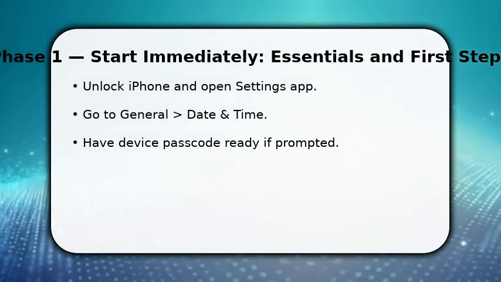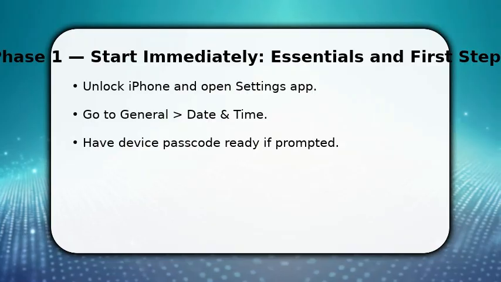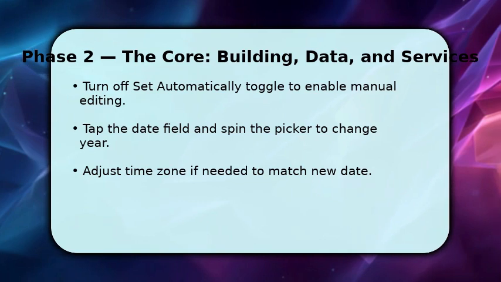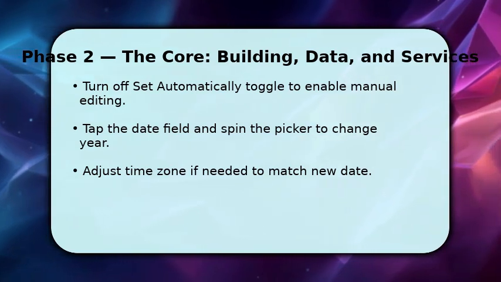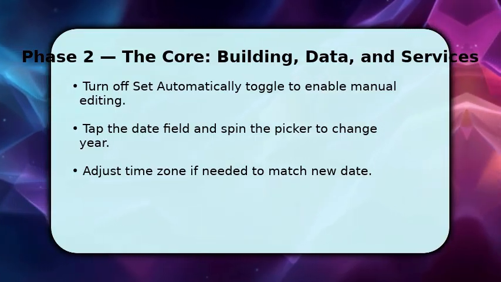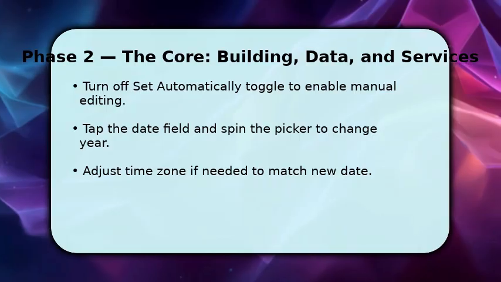Right away, locate the Set Automatically toggle so you can take manual control of the date and year. With Set Automatically off, the date and time fields become editable, so you can change the year directly. Tap the date field. A picker wheel appears. Spin the year column until it shows the year you want.